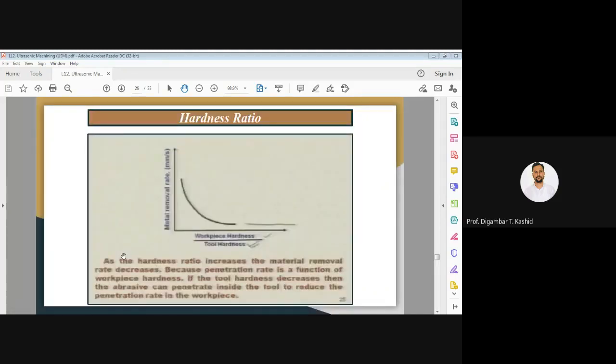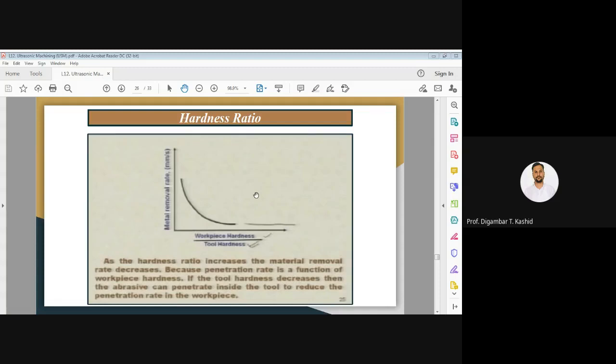Then let us have another, that is hardness ratio. The ratio of workpiece hardness and tool hardness also plays an important role, as we already know that as the hardness of workpiece increases, the material removal rate goes down. So you can see as the hardness ratio increases, the material removal rate, that is MRR, is going down. The material removal rate in mm per second is decreasing. It becomes more or less stable beyond a certain value of this ratio also.